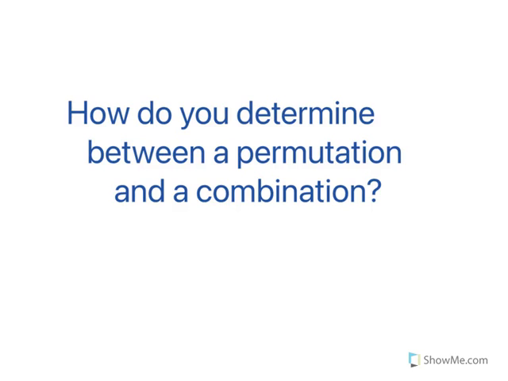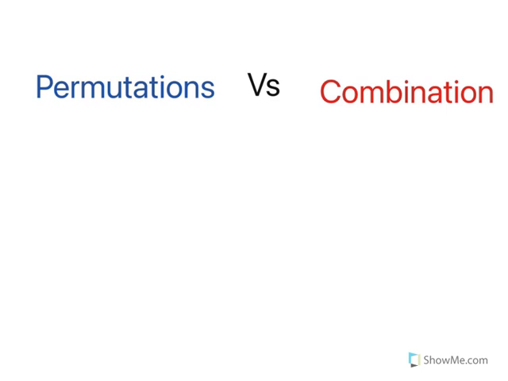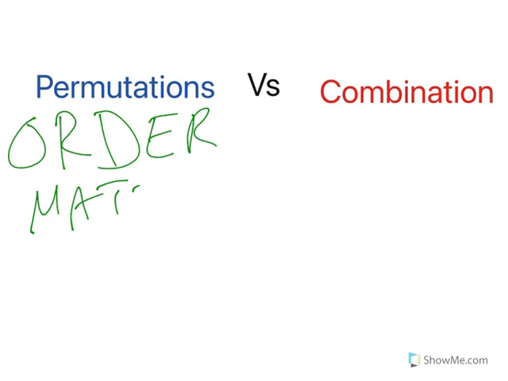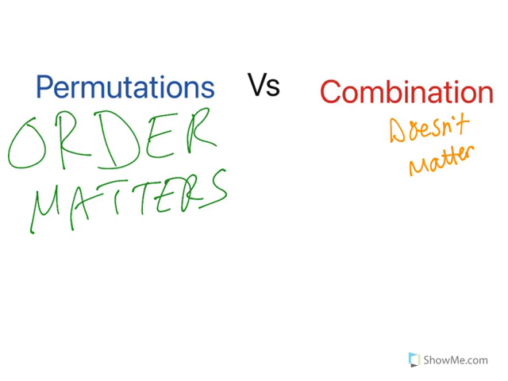How do you determine between a permutation and a combination? How do we know which to use and when? So permutations versus combinations, the big key is with a permutation, the order matters. We care whether or not it is first, second, or third. It matters. With the combination, it doesn't matter. We don't really care what's first, second, third, as long as we are part of the group, that's all we care about.